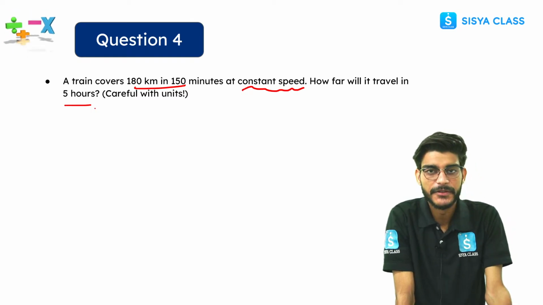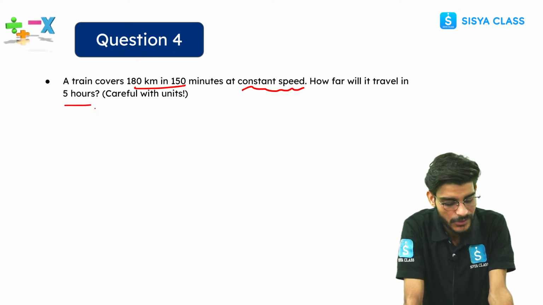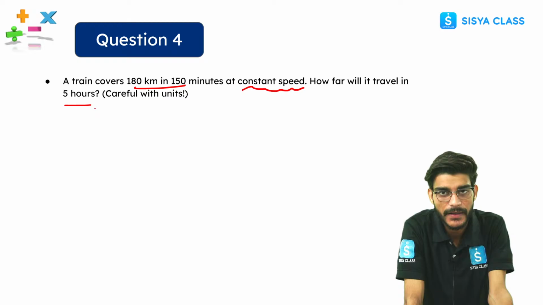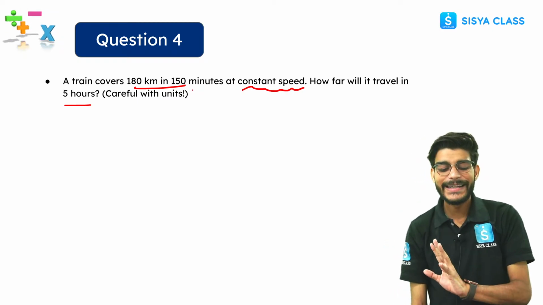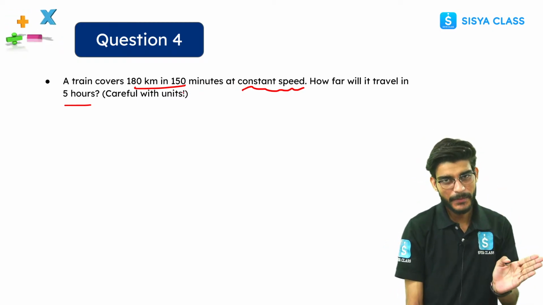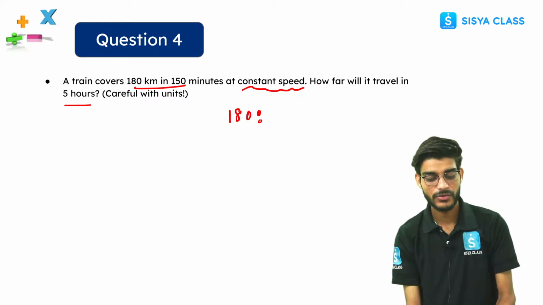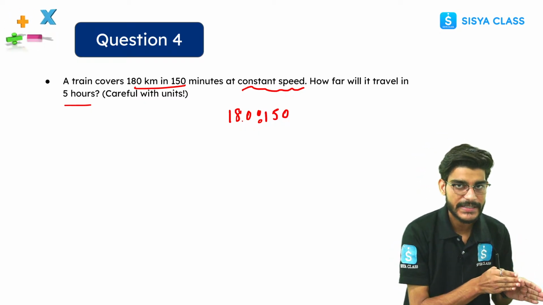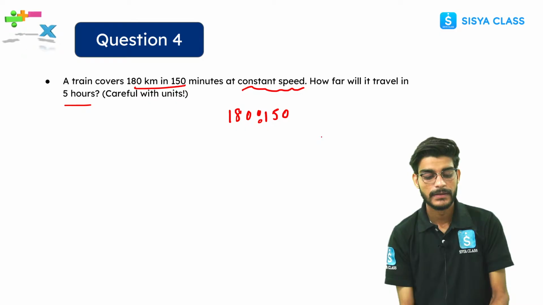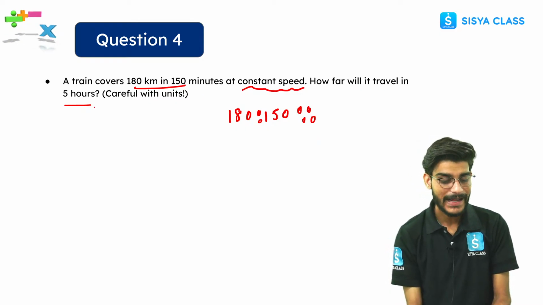This is the question I told you about at the end of the theory. You need to remember it. So 180 kilometers in 150 minutes. Kilometers is to minutes, so 180 is to 150. Firstly I have written distance, second minutes, proportional to how far it will travel in 5 hours.